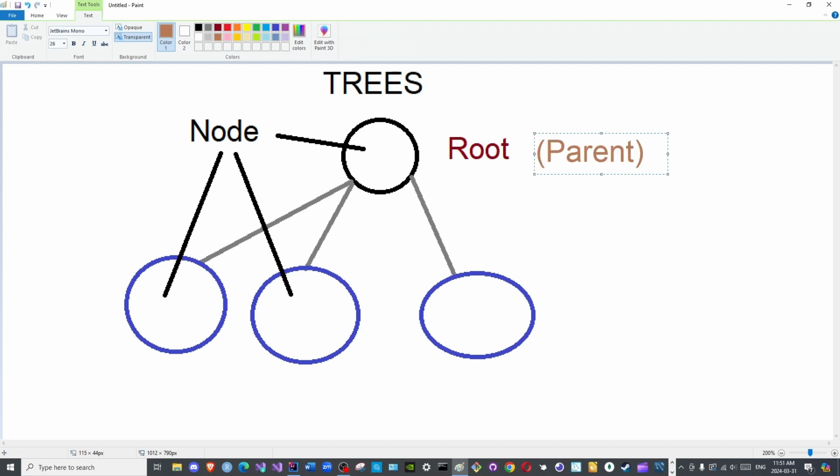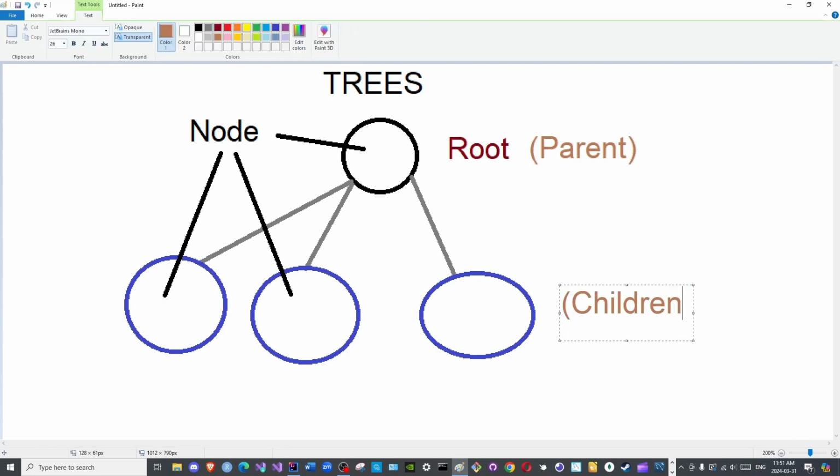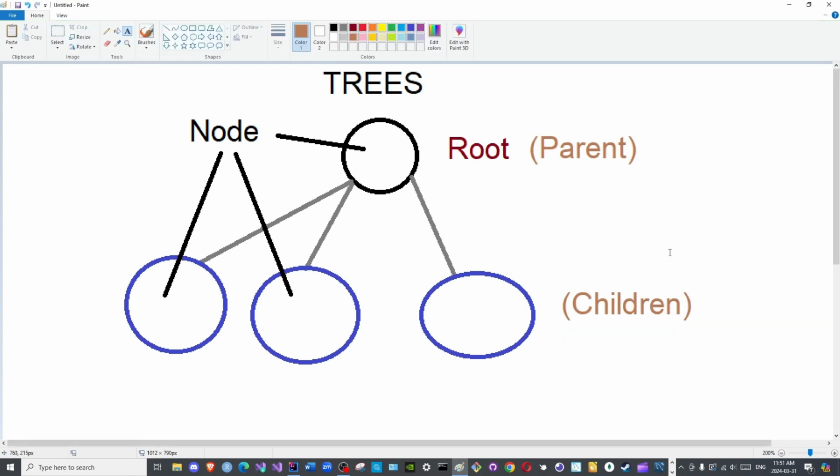This is a parent. But when we speak of familial ties, we use it in a relative context. This is a parent to whom? To 1, 2, and 3. So these three become children to this parent. So these are child nodes or children. But remember, we speak in relativity. This is a child to this parent, and this is a parent to these children or these child nodes.